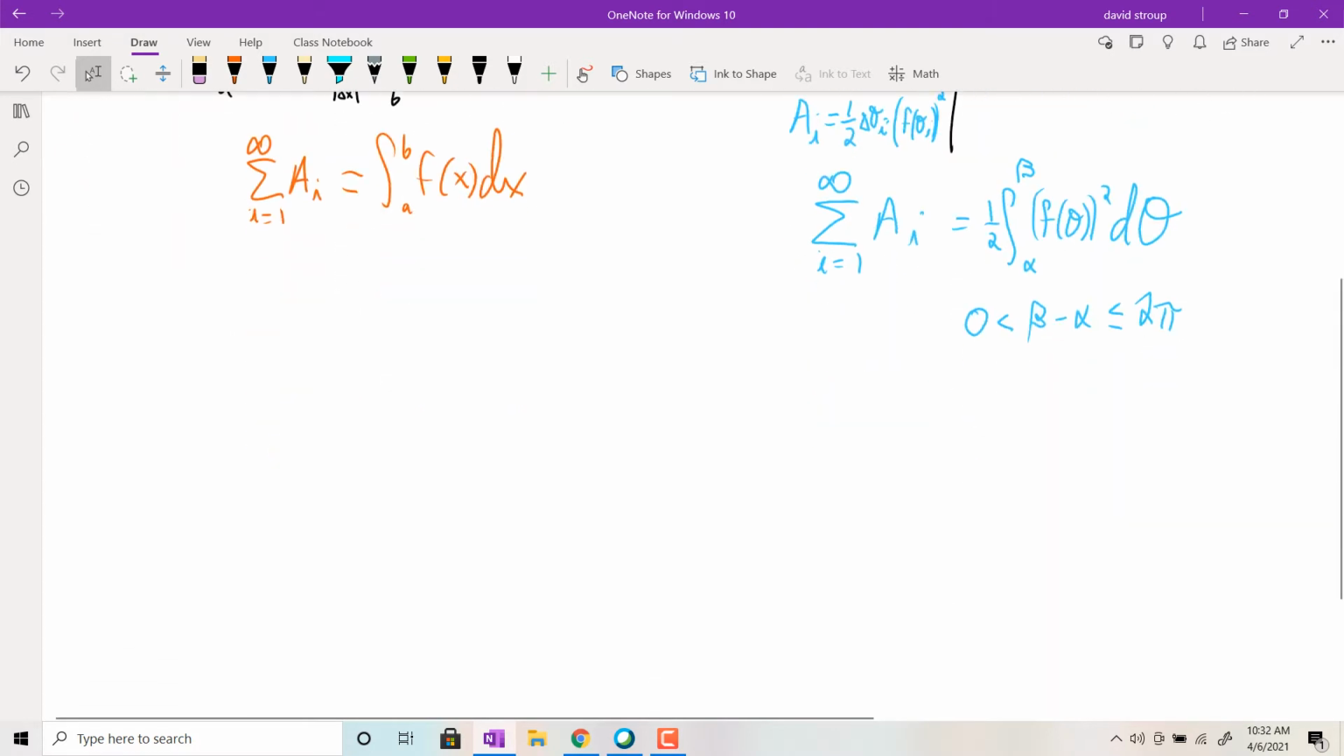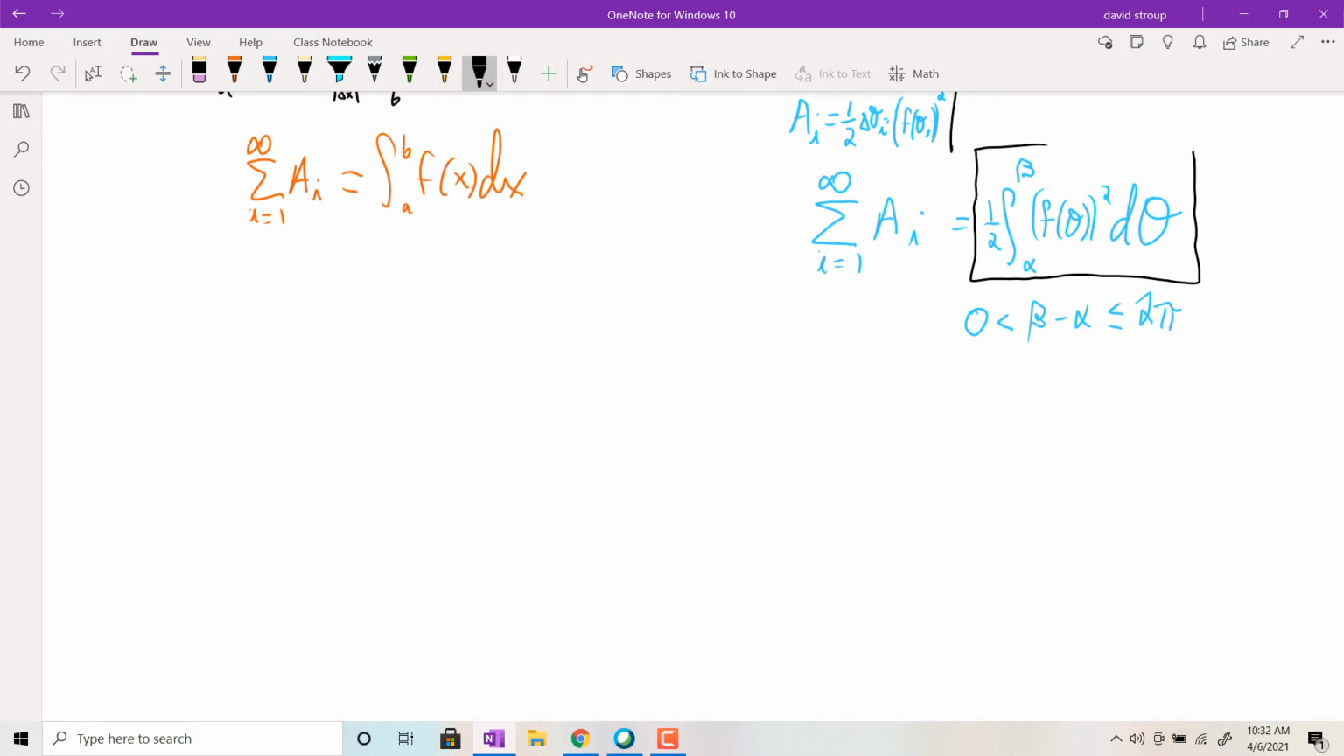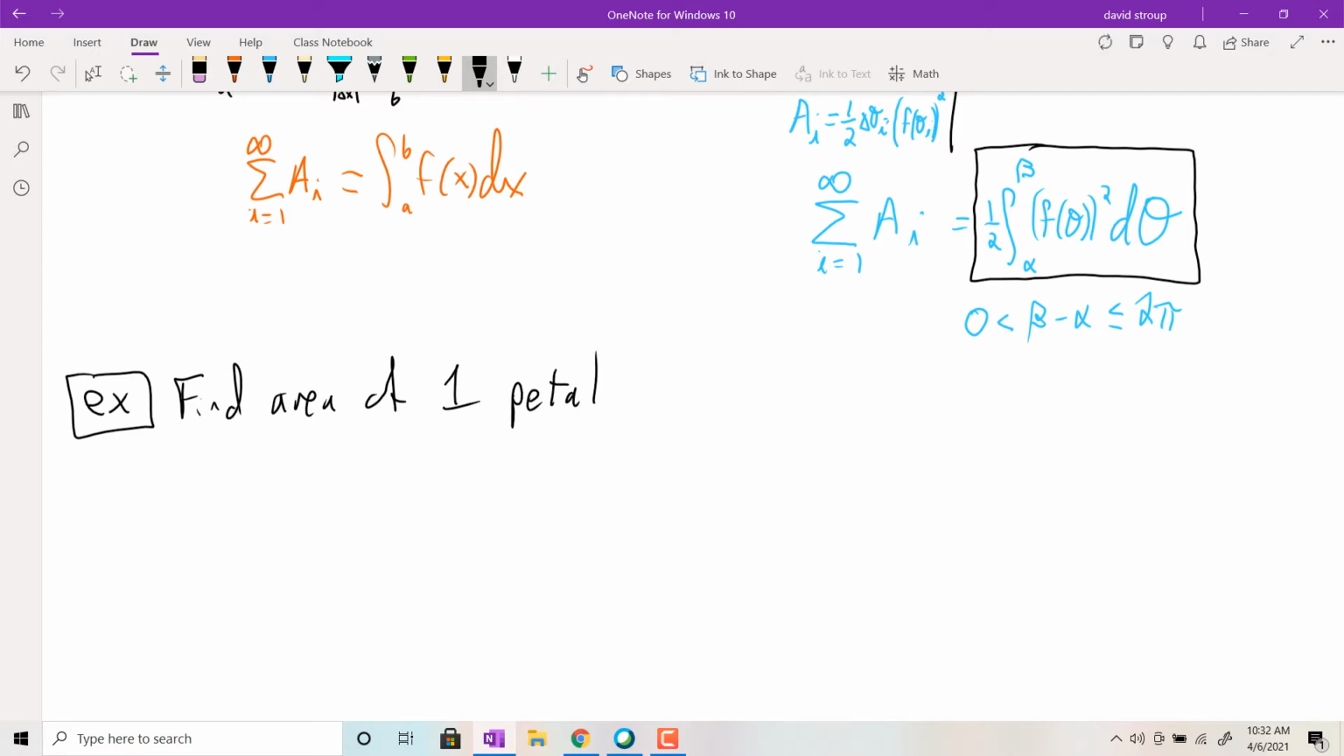Let's dive in here and try a problem. But at the end of the day, this is the formula du jour. The hard part, in my opinion, is just figuring out what is that alpha and what is that beta. And you have to be able, in my opinion, to graph these things by hand. So an example, find the area of one petal of r equals 2 cosine of 3 theta.